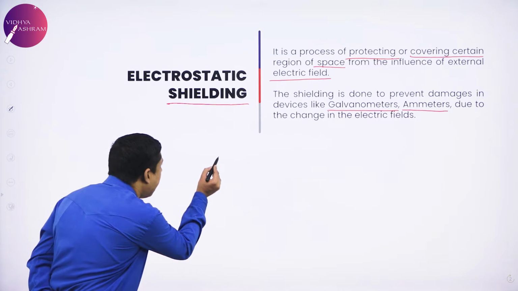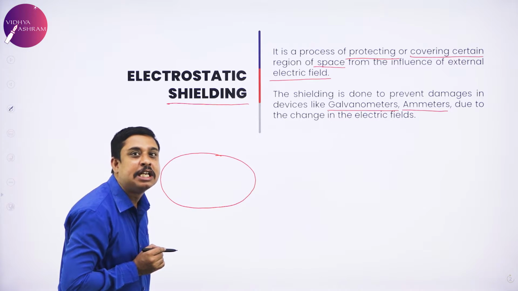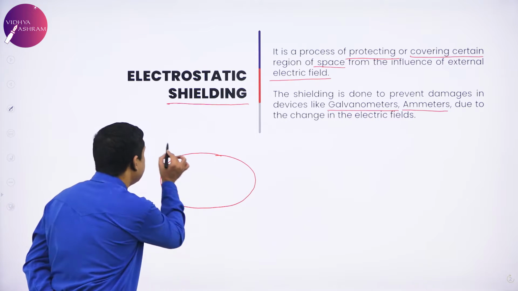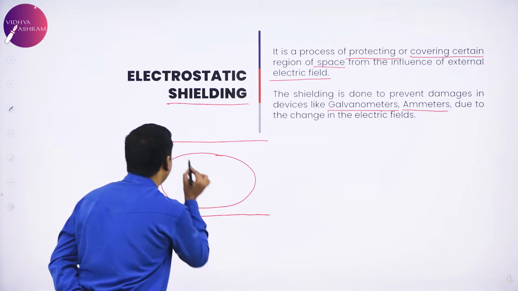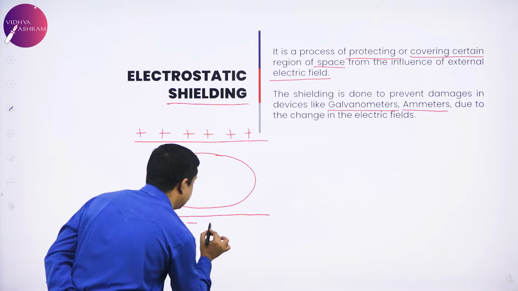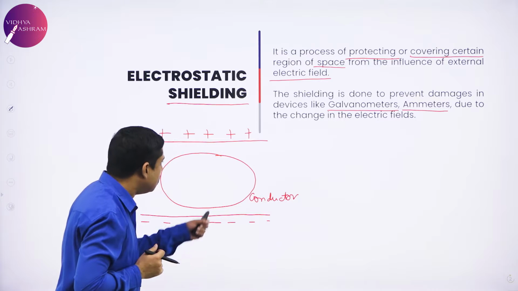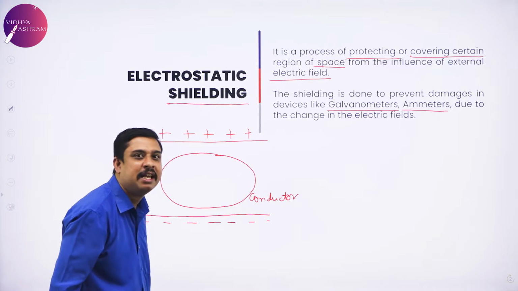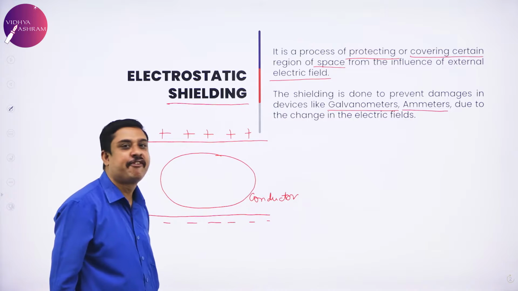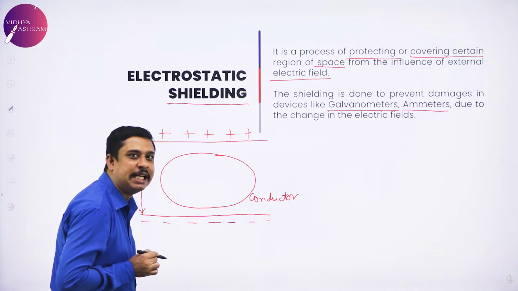Very simple. I will consider a conductor which is placed in a strong electric field. To create an electric field you need some charges. So I consider this to be a strong electric field. This is the positive plate, this is the negative plate, and this is the conductor. So a conductor is placed in a region of strong electric field, positive plate, negative plate. Now how do I draw the electric field lines from the positive plate to the negative plate?